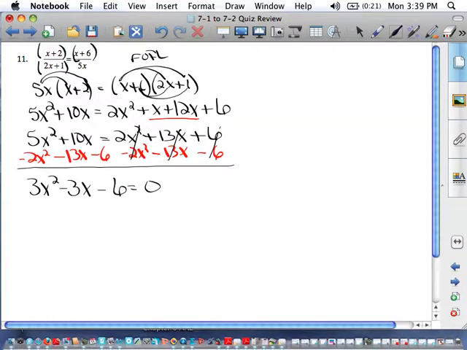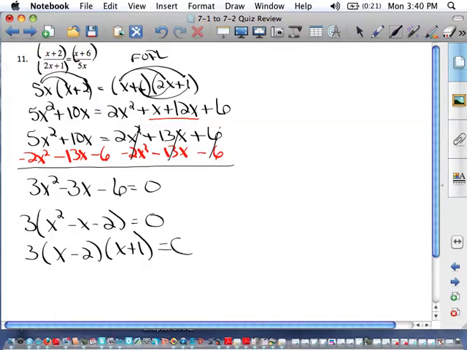Remember, you can make the terms that you're working with smaller if there's a greatest common factor. The greatest common factor, if it's a number, will not affect your x-intercepts, just the maximum or minimum value of the parabola. So I can factor out a 3. That gives me x squared minus x minus 2 equals 0. This factors to (x minus 2) times (x plus 1). So that factored form is 3 times (x minus 2) times (x plus 1).